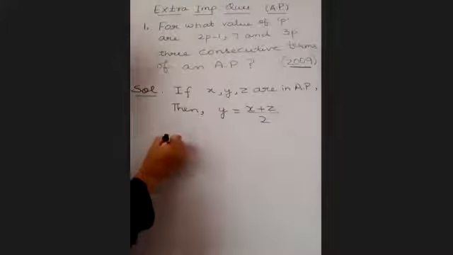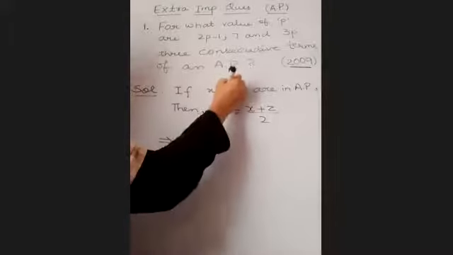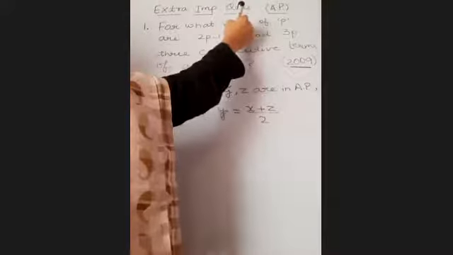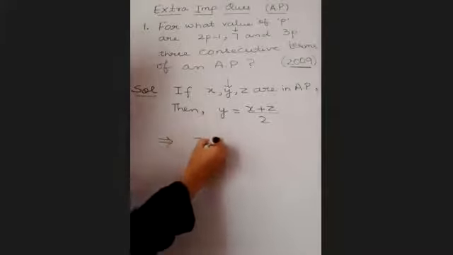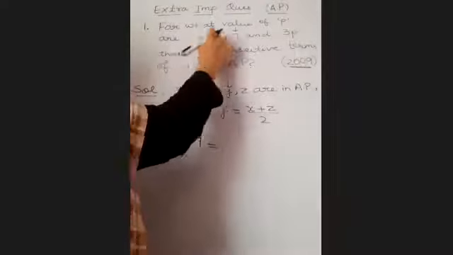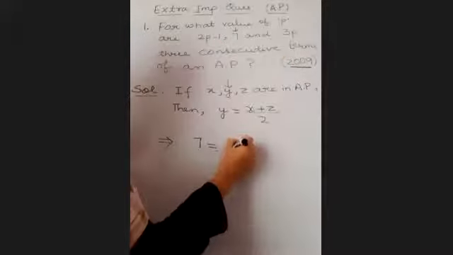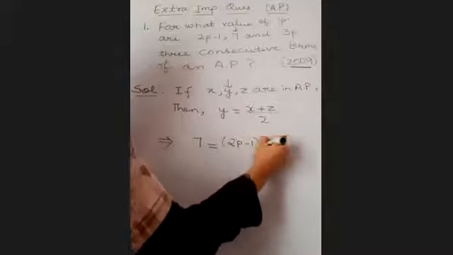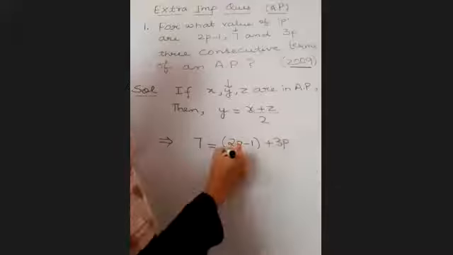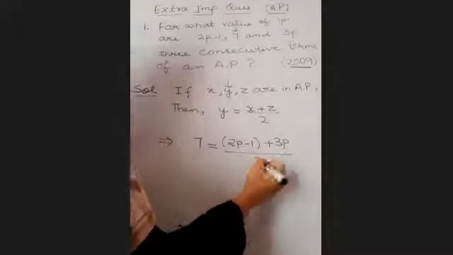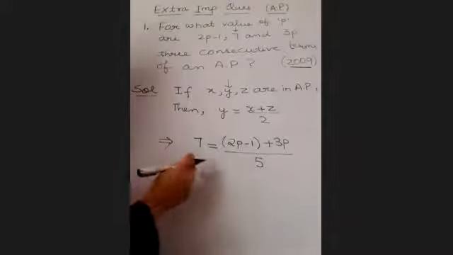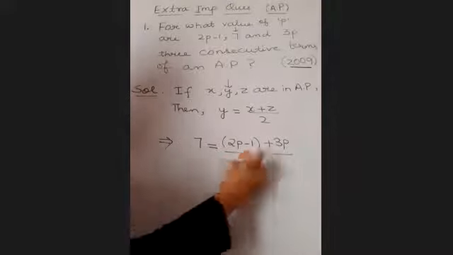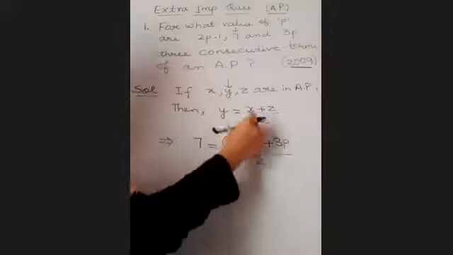So this gives me Y, the middle term. Which is the middle term here, beta? 7. So 7 into X plus Z, that is 2P minus 1 plus 3P divided by 2. Sorry, divided by 2.